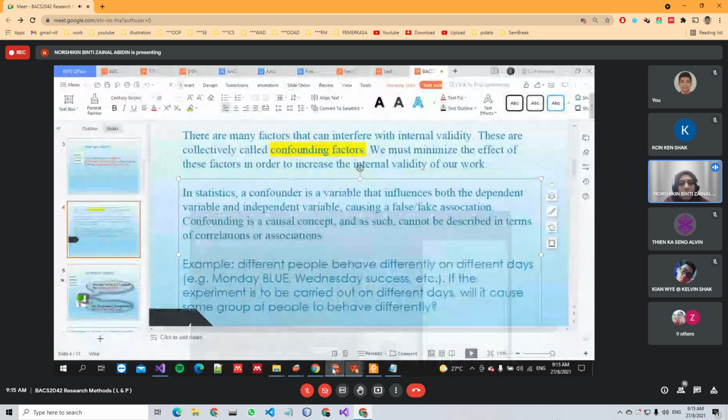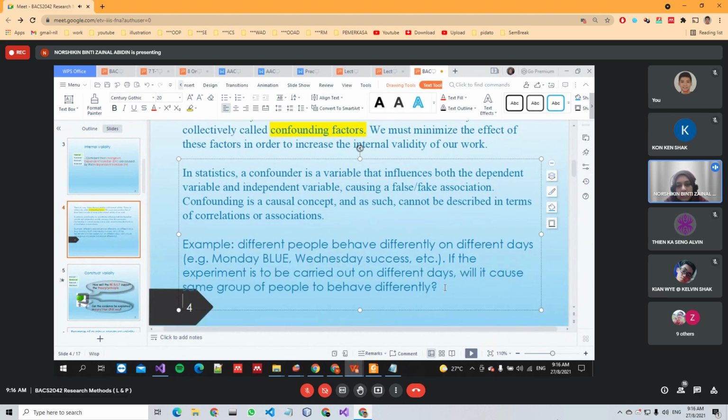We observe the people on Monday and Wednesday due to this Monday blue or Wednesday success. But what if we observe the same people on maybe Friday or Thursday or any other day than these two subject in our research? Will it cause the same group of people to behave differently? That is the variable that will affect the internal validity.